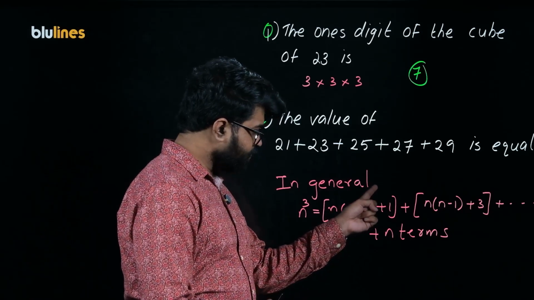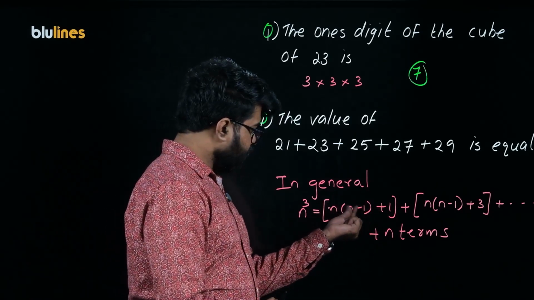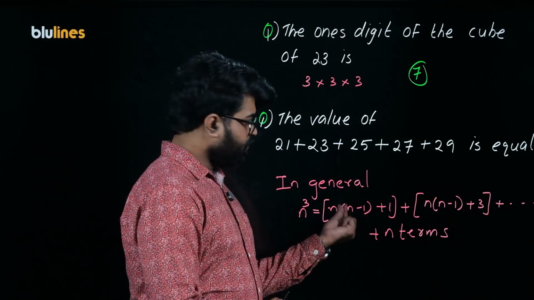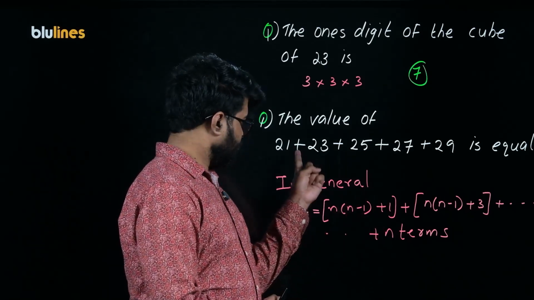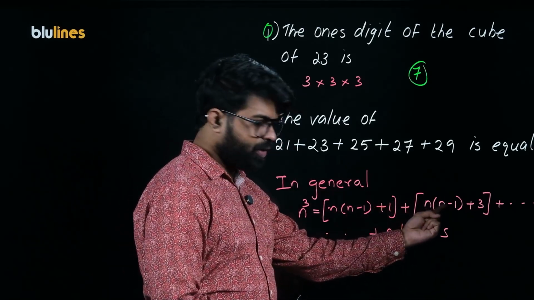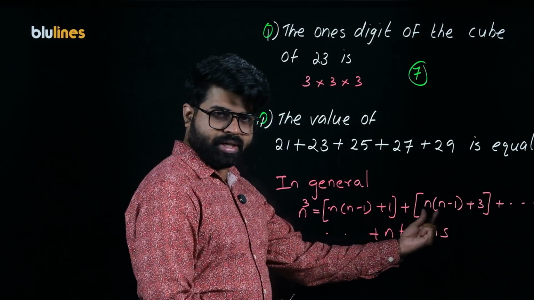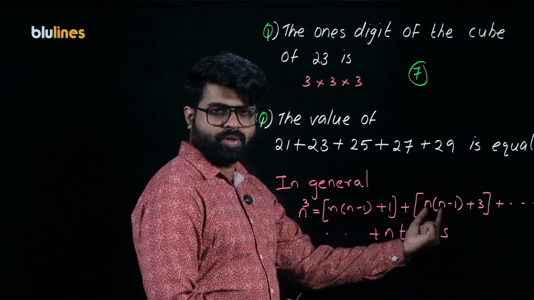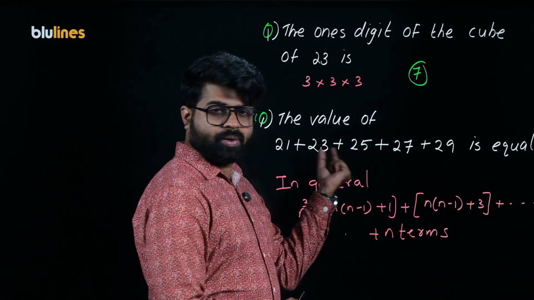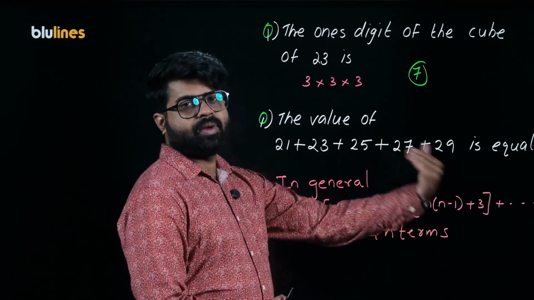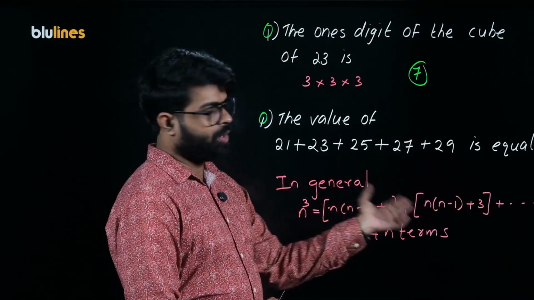5 into (5 minus 1) plus 1. What is 5 into (5 minus 1)? 5 minus 1 is 4. 5 into 4 is 20. 20 plus 1 is 21. So the first term will always be 20 plus 1, that is 21. Then 20 plus 3 is equal to 23. The next term will be 20 plus 5, that is 25.